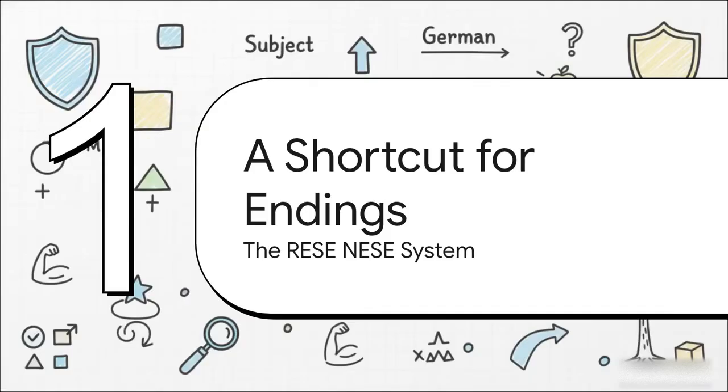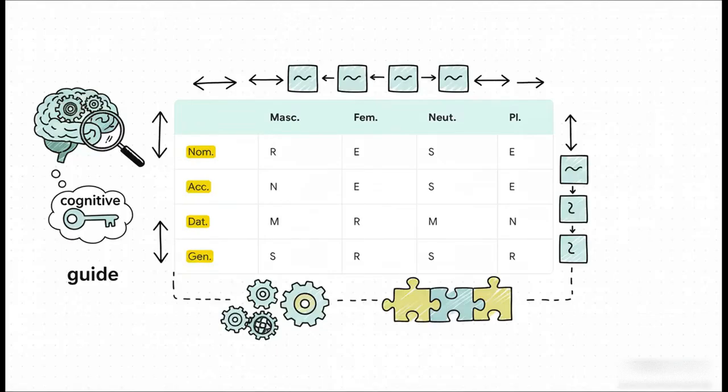Okay, so now you can logically find the right drawer. But what about all those pesky article endings? Here's where we use a simple little mnemonic as a tool, not a crutch. It's called the RES-NESI system. So instead of that massive grid, just remember these four little patterns, and they're just for the last letter of the definite articles. For nominative, it's RESE. For accusative, NESE. For dative, MRMN. And for genitive, SRSR. This simple pattern covers every ending you'll need, without that terrible cognitive overload.